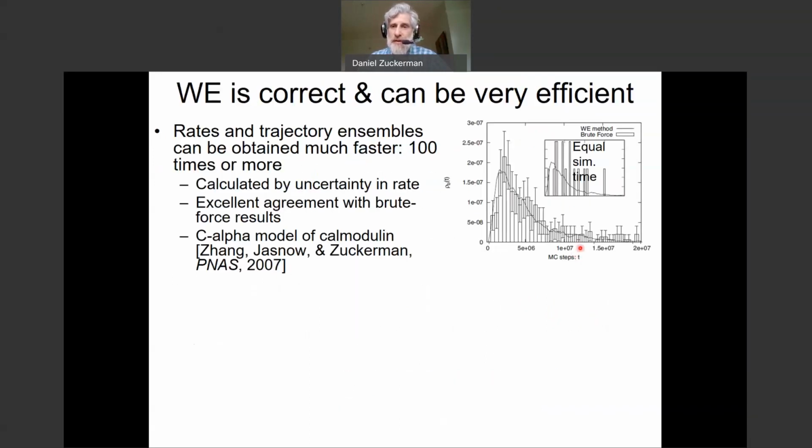And what I'm showing you here is a comparison of the distribution of that event duration or transition path time as calculated both by the weighted ensemble method and by just straight ahead brute force simulations. And you see that they're in very good agreement. However, if you used an equal amount of simulation time, what you see is that the estimate of the distribution you get from ordinary simulation is extremely noisy. So that's when I'm comparing the equal simulation time for the two methods. So that's a nice validation, and it shows what we call efficiency.